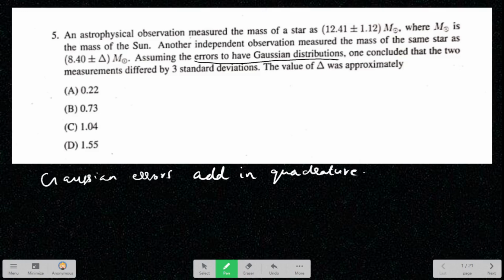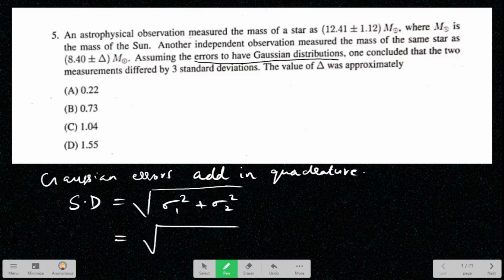That means if we need standard deviation, SD will be equal to root of sigma 1 square plus sigma 2 square. That is, we take error in 1 and square it, then add with error in 2 squared and then take square root, then you will get standard deviation. So in our case it will be the error in first measurement is 1.12 squared plus error in second measurement is delta squared. So this is the standard deviation.